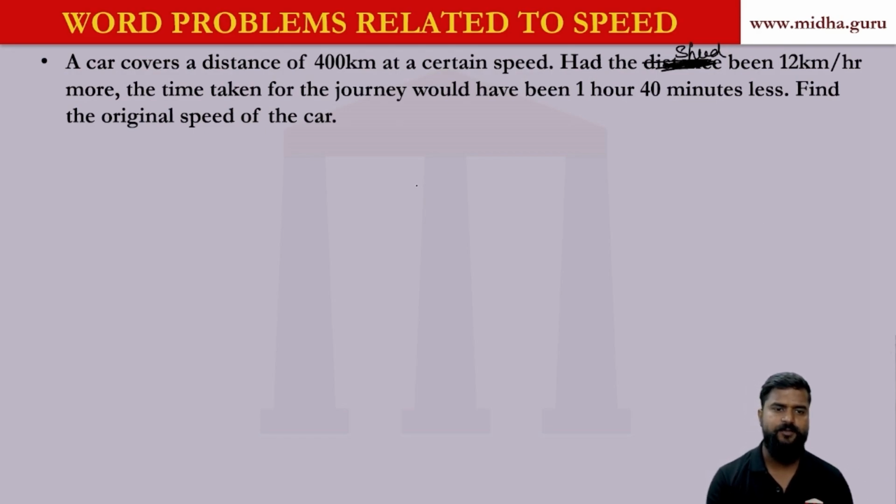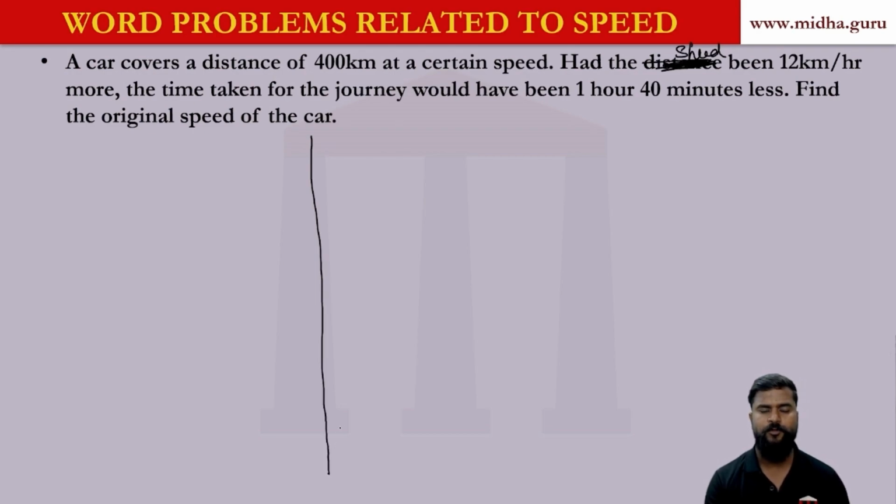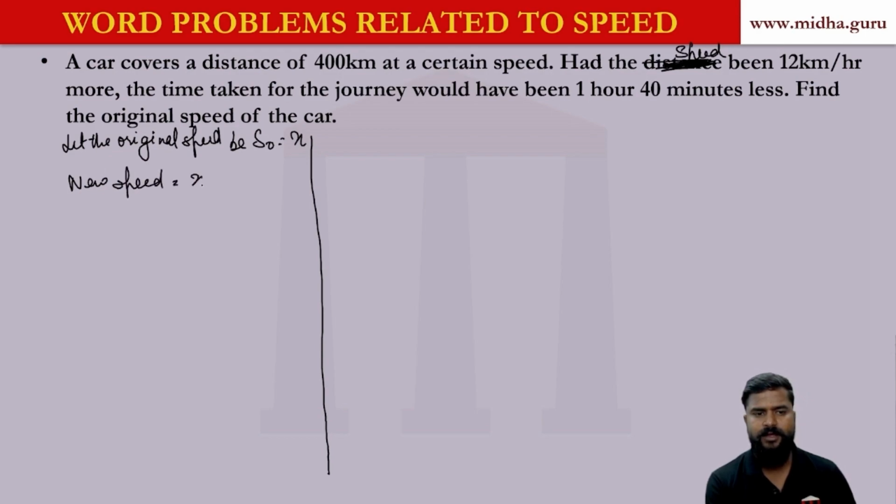So we are supposed to find the original speed of the car, which is not given to us. So basically that is the unknown. So let us say, let the original speed be x km per hour. So now the new speed or the changed speed that the question is talking about is x plus 12 km per hour. Based off of this, if speed is equal to distance by time, that means time is equal to distance by speed. So the time taken originally would have been the distance, that is 400 by x, that is the speed. And the new time taken should have been 400 by x plus 12.